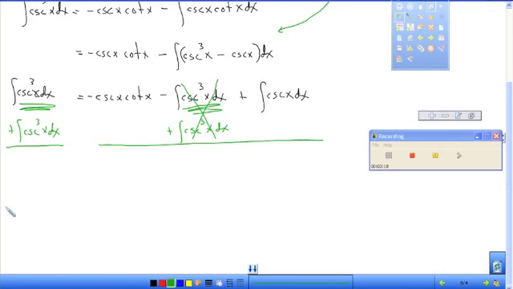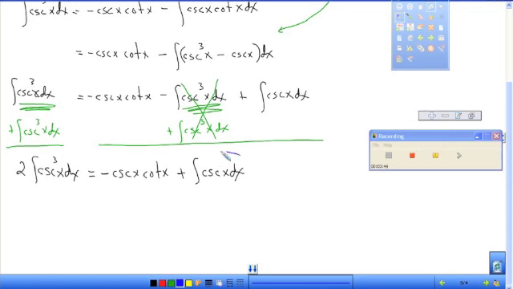You can see on the right side, those cosecant cubed integrals cancel out. And on the left side, I have the 2 cosecant cubed of x dx, which is equal to negative cosecant cotangent plus the integral of the cosecant. And that becomes our new problem here. This is actually 2 problems in one.